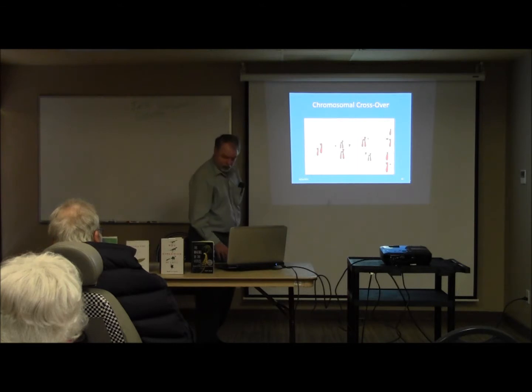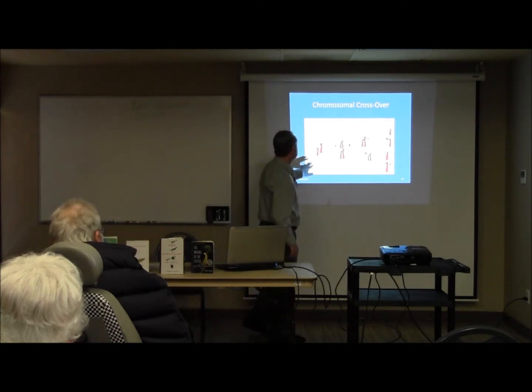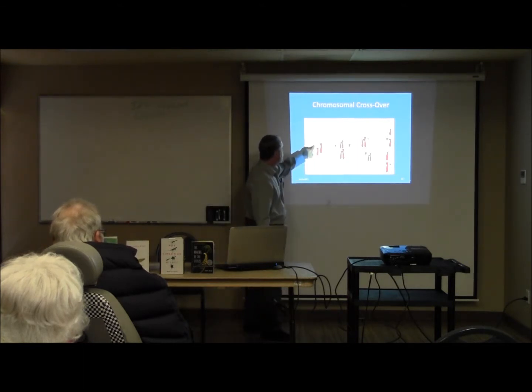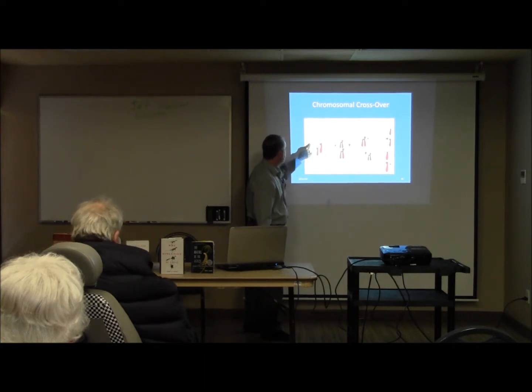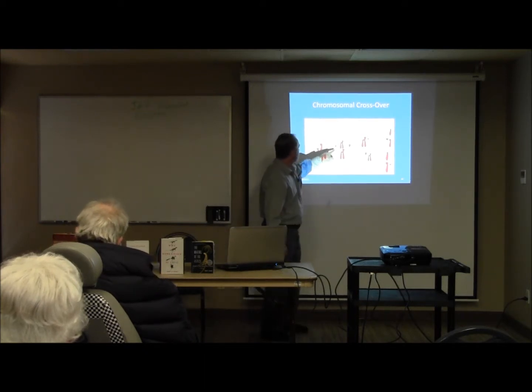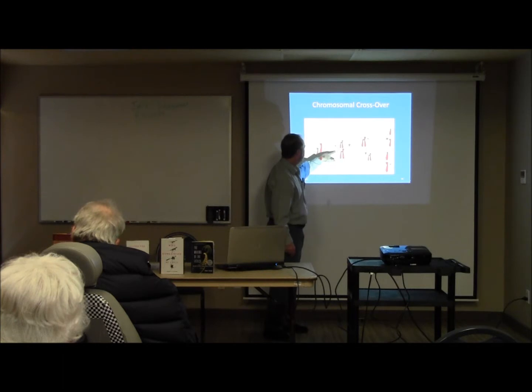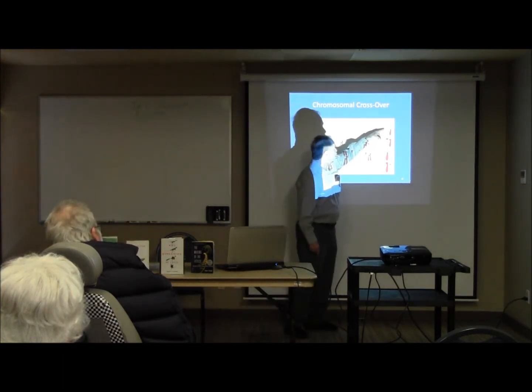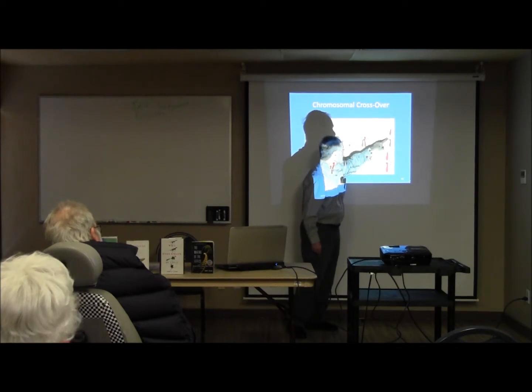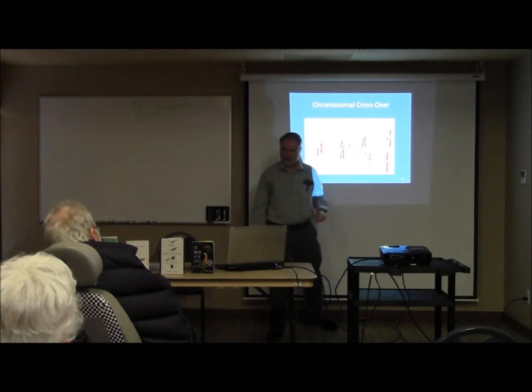I have a number of slides on chromosomal crossover. You've got this chromosome is the same as that one. This one is the same as that one. They get duplicated, but they cross over as they duplicate. And in the end, you end up with this extra bit here, here, here, and here as crossover.